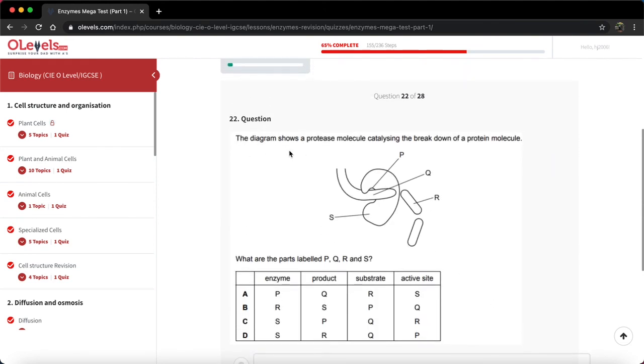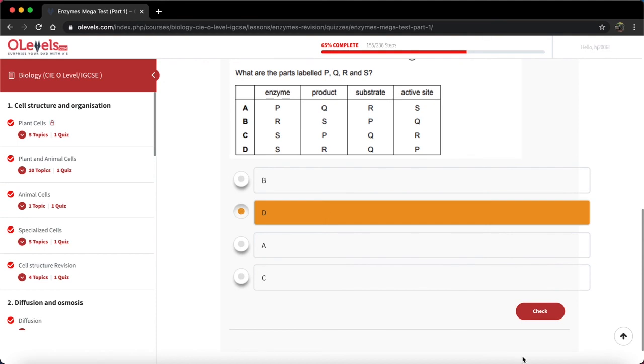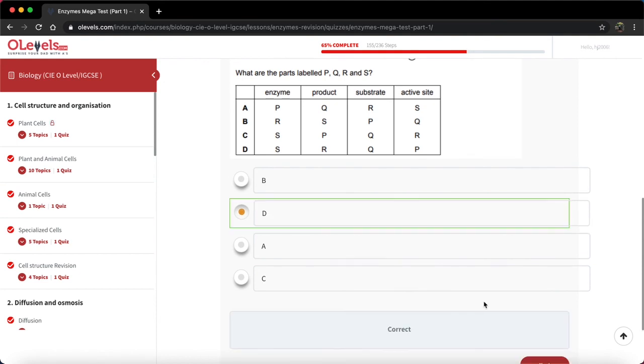Question 6. The diagram shows the enzyme reaction, which we have already discussed. So Q is the substrate, so Q from these could be the option. P is the active site, so this one is the option. R is the product, and S is the enzyme. D. Check it. That's right.